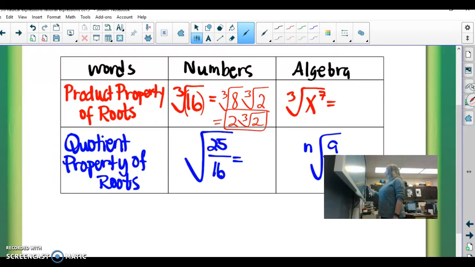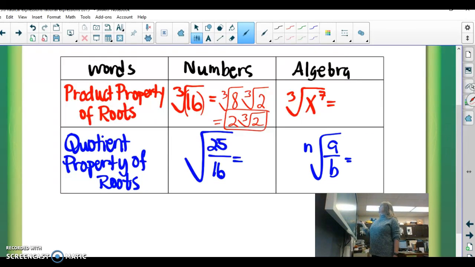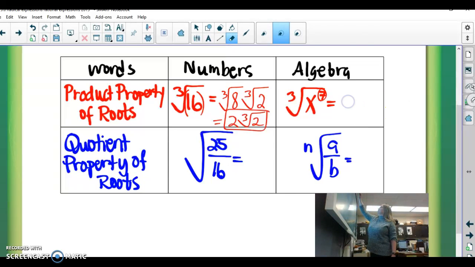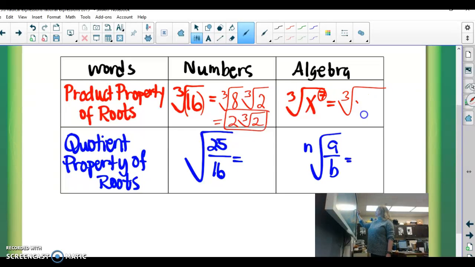So that's with numbers. If you're looking at it with variables in algebra, what you want to do is look for perfect cubes. Like for x to the 7th here, we want to figure out what perfect cube we have in x to the 7th. I can rewrite this as the cube root of x to the 6th times x to the 1st, because the properties of exponents allow me to do that.